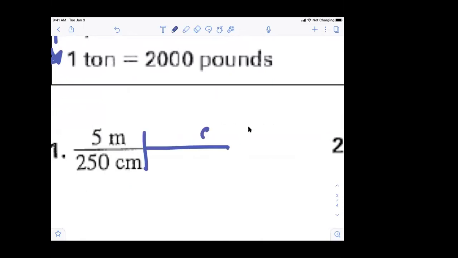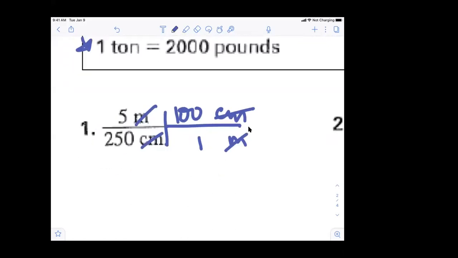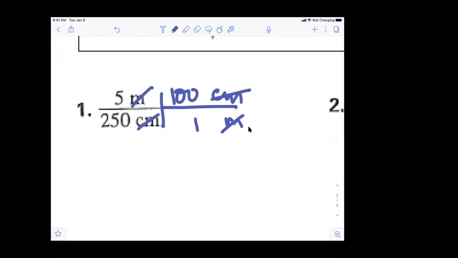I like to put the labels in first. So I know centimeters needs to go on top, so it crosses off with the centimeters on the bottom. And then the meters need to go on bottom, so it crosses off with the meters on top. So all the units should cancel. Now there should be numbers that go with it. If you look above, it says 1 meter has 100 centimeters. So 100 centimeters goes on top.